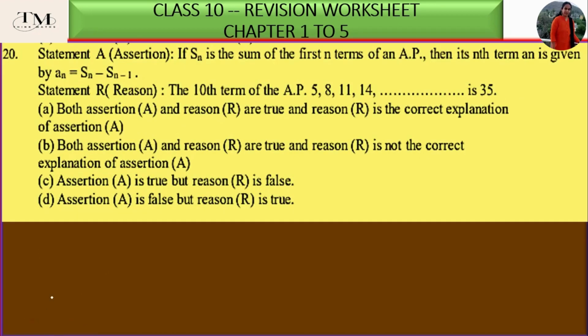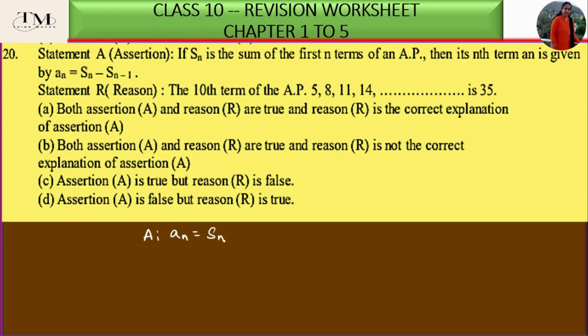So in the same way, we will have the last question, the 20th question. Statement A: if Sn is the sum of the first n terms of an AP, then its nth term, that is An, is given by Sn minus Sn minus 1. Reason: the 10th term of the AP 5, 8, 11, 14 is 35. Okay. Now let us check first assertion A. So for A, what is given?